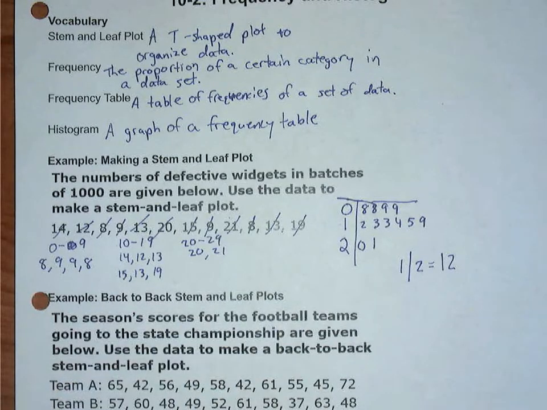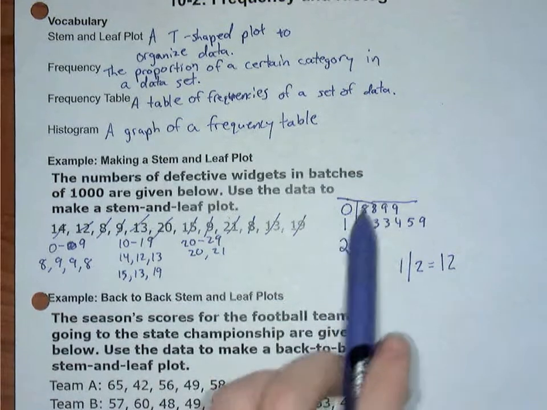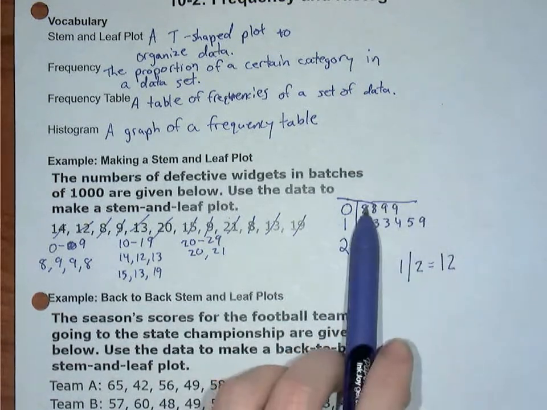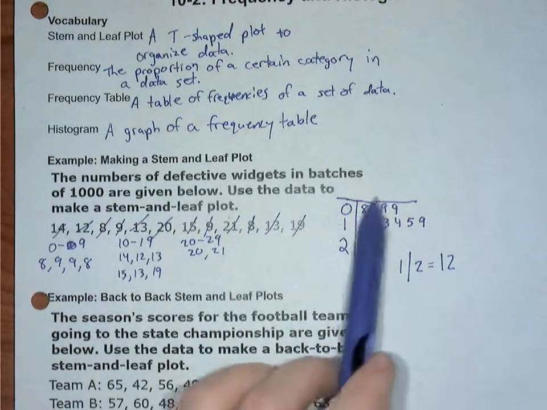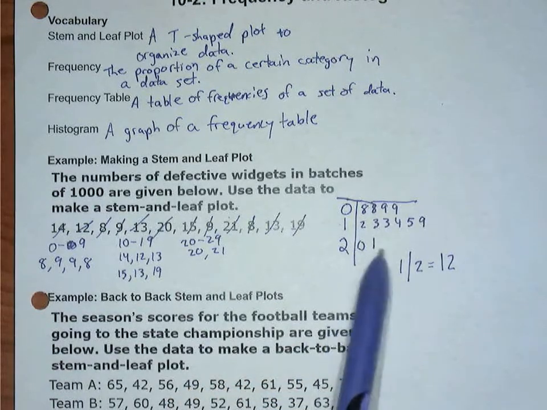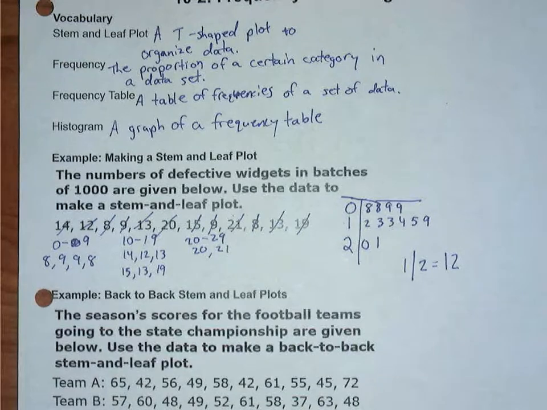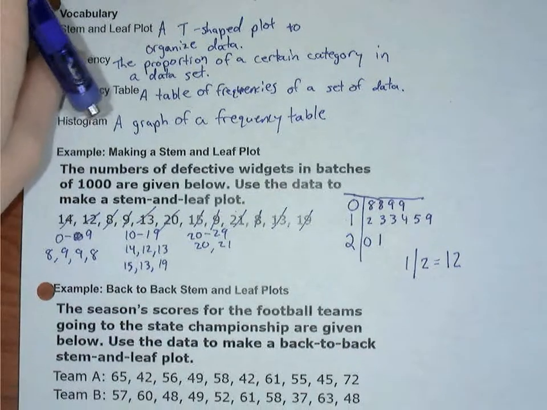A stem and leaf plot is a good way to show where the data lies in a certain data set. So we see that most of our data is on the beginning side, smaller number side of our data set, and there's very few that are up here in the 20s. A stem and leaf plot is also good when comparing two things.